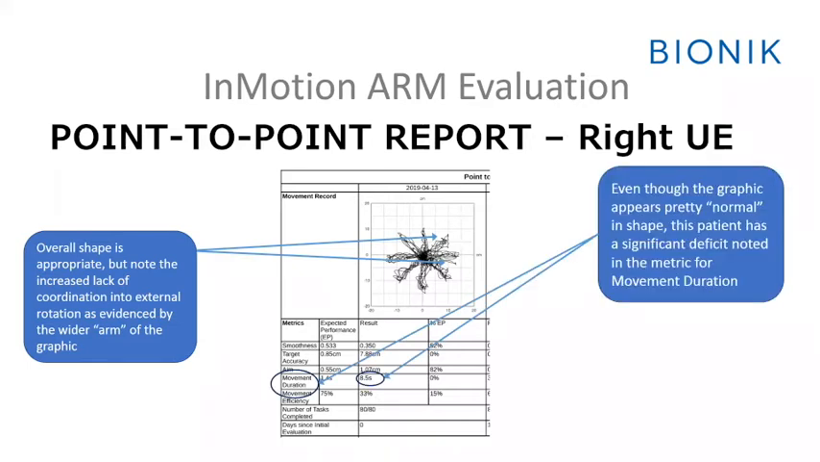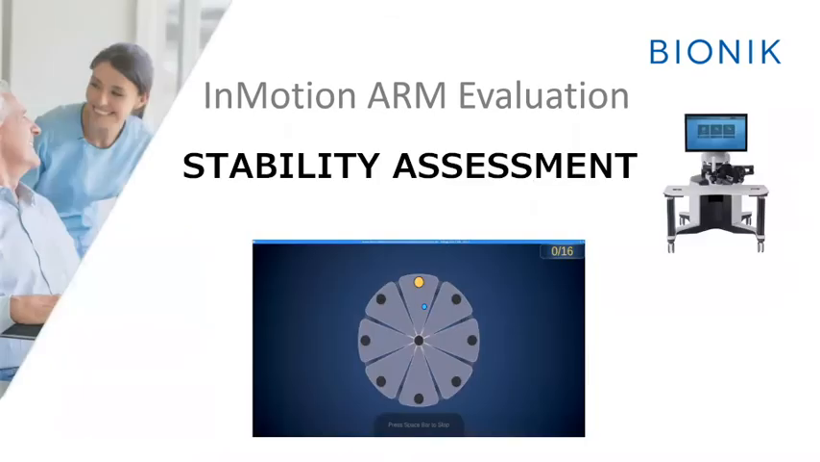Even though the graphic appears pretty normal in shape, this patient has a significant deficit noted by the metric for movement duration. The expected performance for movement duration would be 1.4 seconds. In this patient's case, we can see that they are showing an 8.5 second movement from one point to another. Thus, we have some kind of a metric to work on for therapy.